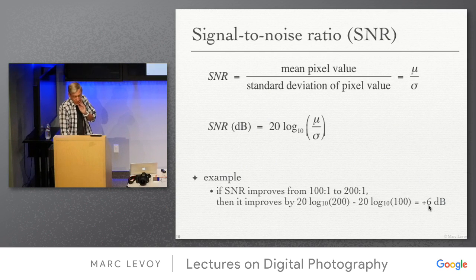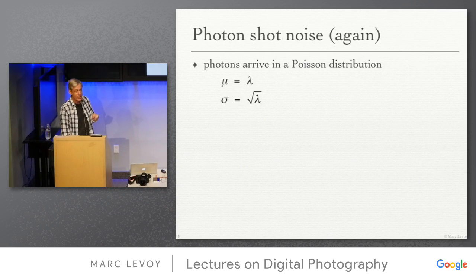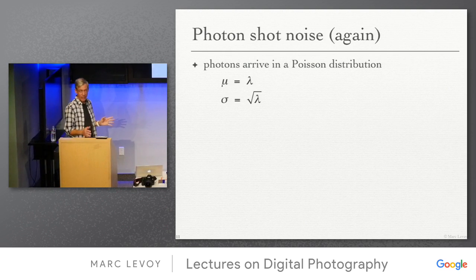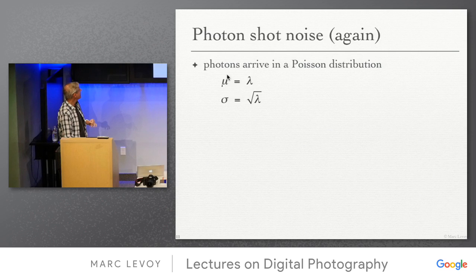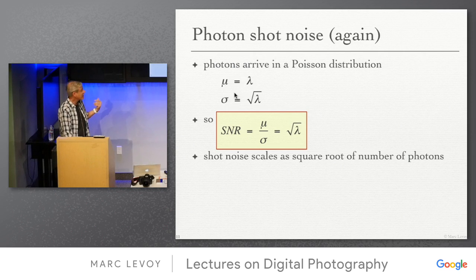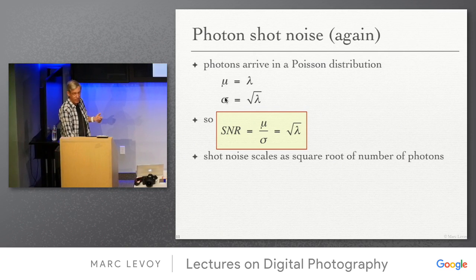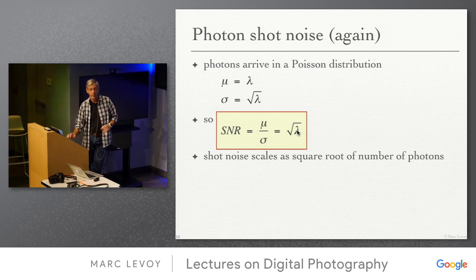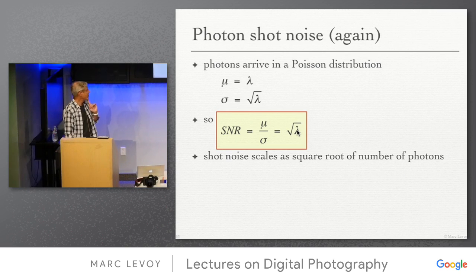Okay, so let's look at how that applies to taking a picture. So let's go back to photon shot noise. So the photons arrive in a Poisson distribution with this mean and this standard deviation. So the signal-to-noise ratio, by the formula on the previous slide, is going to be this over this. And that is just going to be lambda over square root of lambda, which is the square root of lambda. So the signal-to-noise ratio will go as the square root of the brightness, the number of photons that arrive. So shot noise scales as the square root of the number of photons.